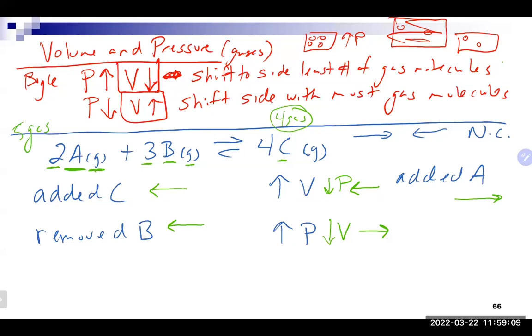Okay, so those are 2 very common stresses that you could do to a system at equilibrium that will mess it up. The next really big thing that you could do to a system that's at equilibrium is change the temperature. So temperature is the next biggest thing that you could do.